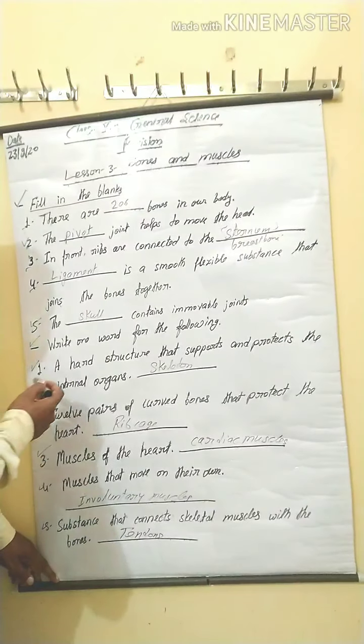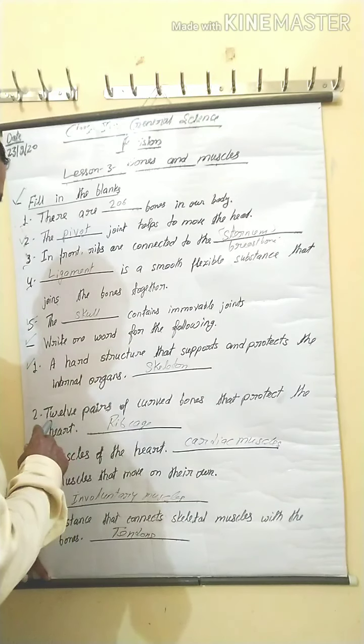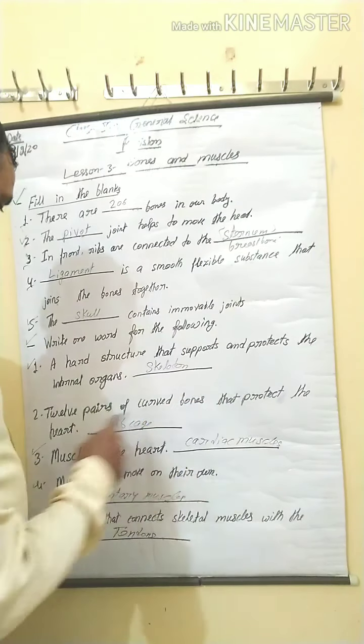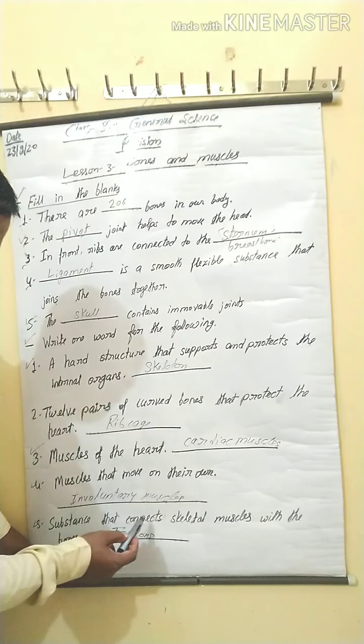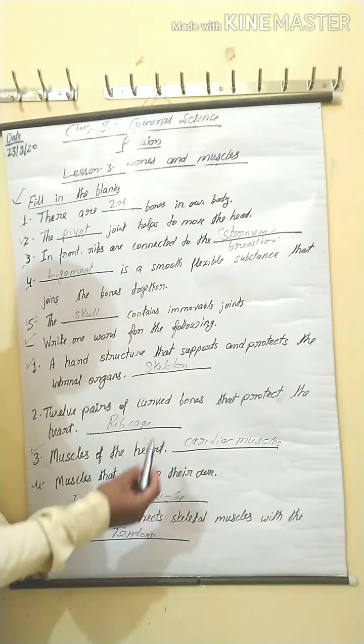So I repeat again. Write one word for the following. A hard substance that supports and protects the internal organs: skeleton. Twelve pairs of bones that protect the heart: rib cage. Muscles of the heart: cardiac muscles. Muscles that move on their own: involuntary muscles. Substance that connects skeletal muscles with bones: tendons.